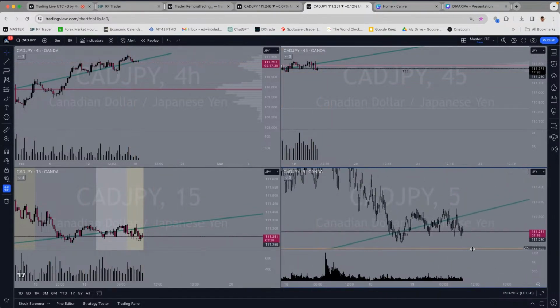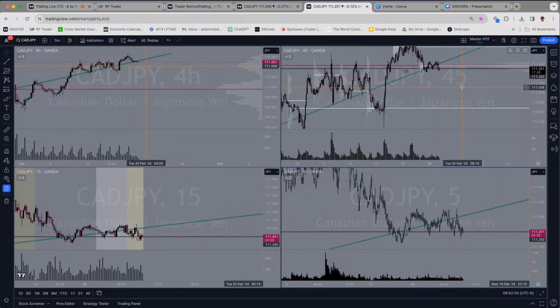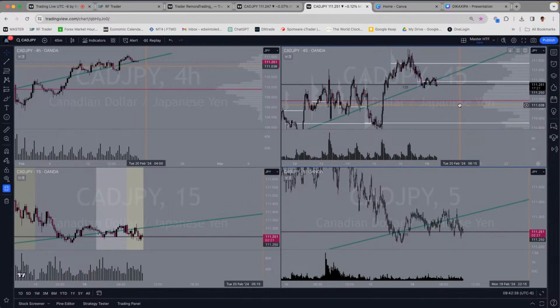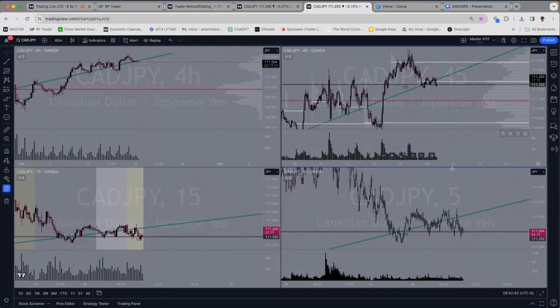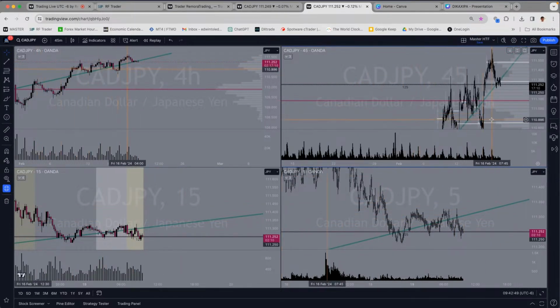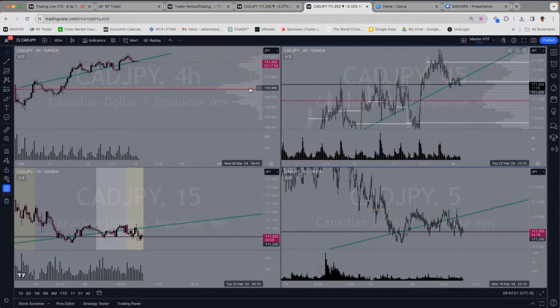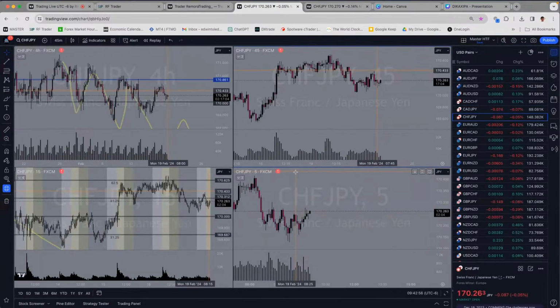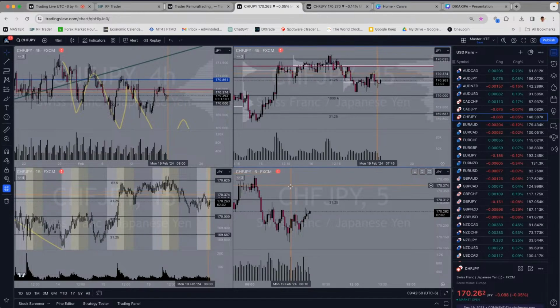But so even though I think price could go down, it could be also trying to retest again. I don't know. It could go up, it could be down. Let's keep moving. Let's watch CHF Gen 173.12.